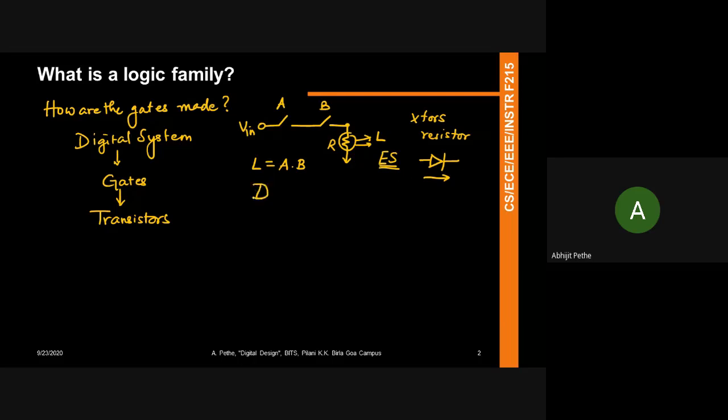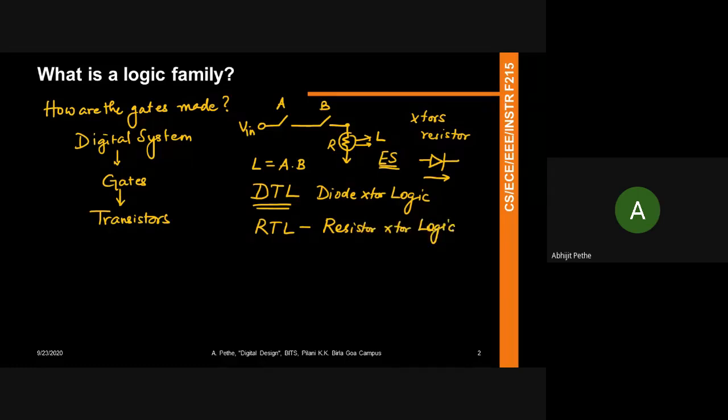So the oldest technology normally implemented in gates was known as diode transistor logic. And you had what is known as RTL, resistor transistor logic, right? So whenever I talk about logic families, I'm talking about how I have implemented that particular gate on silicon. In hardware, how have I implemented the gate using electronic devices?